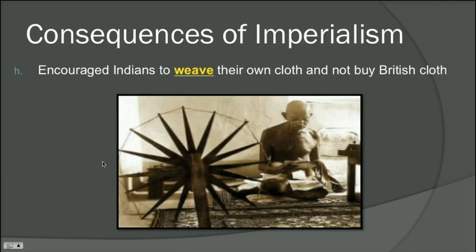Gandhi encourages Indians to weave their own cloth and not buy British cloth. We had talked about earlier on in this unit how the British forced the Indians to produce all these goods and also buy goods from the British. Well, now Gandhi's basically saying, hey, well, let's not do that. Let's make our own cloth so that our money stays in our country and we're not giving our money to the British. So this was a pretty big deal to encourage people to weave their own cloth.